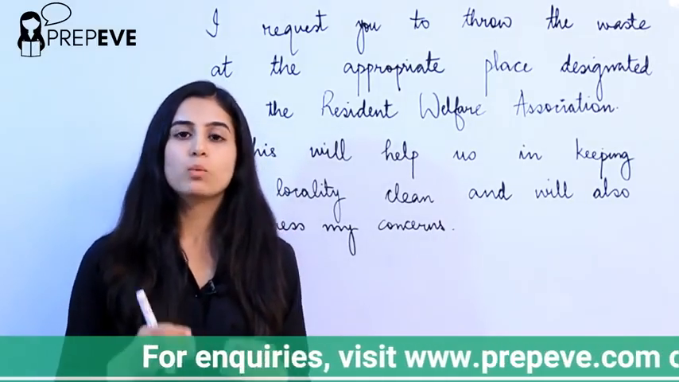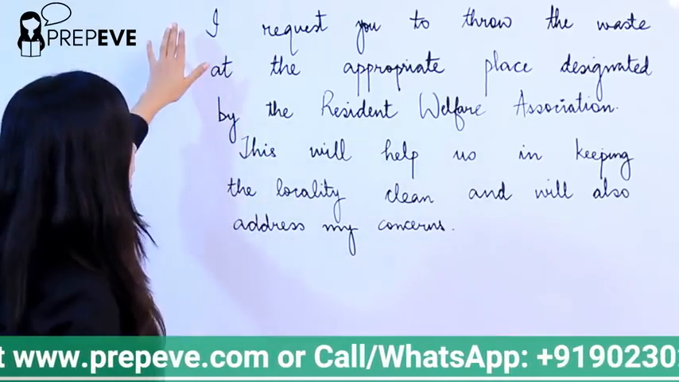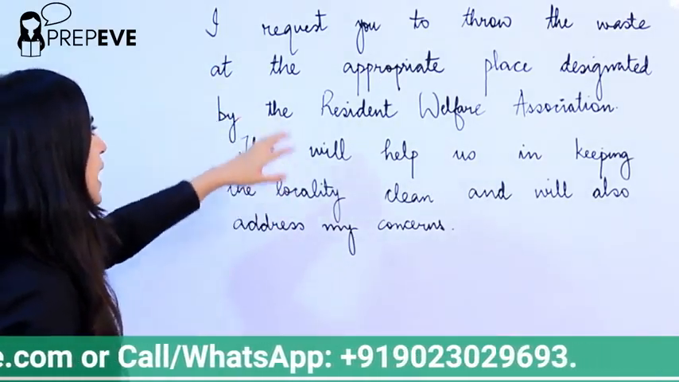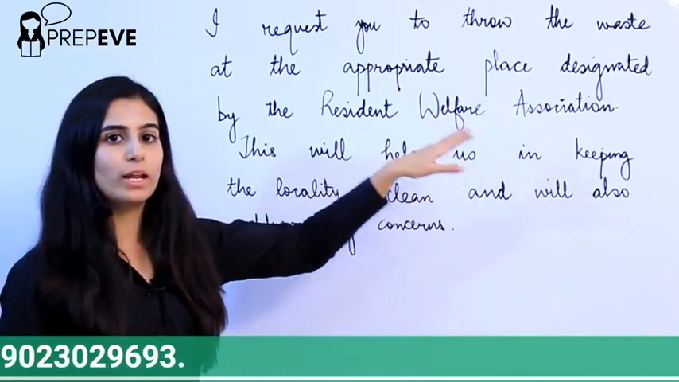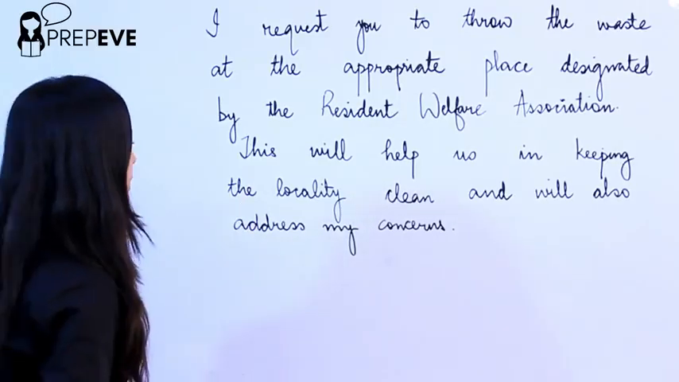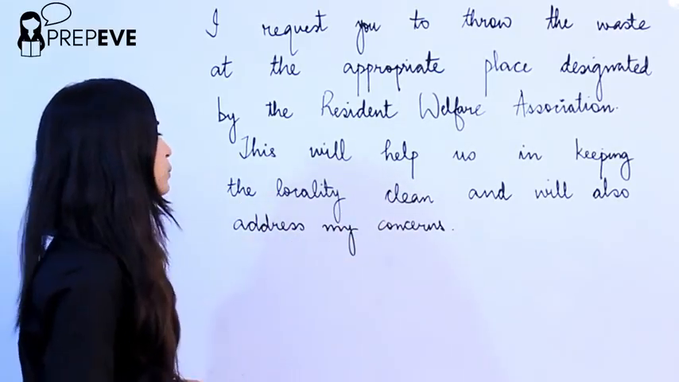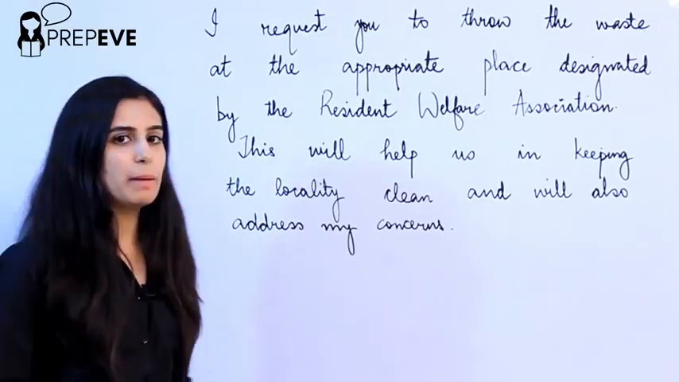is to explain what action we want the neighbor to take. I request you to throw the waste at the appropriate place designated by the Resident Welfare Association. This will help us in keeping the locality clean and will also address my concerns. So this was a pretty simple paragraph.